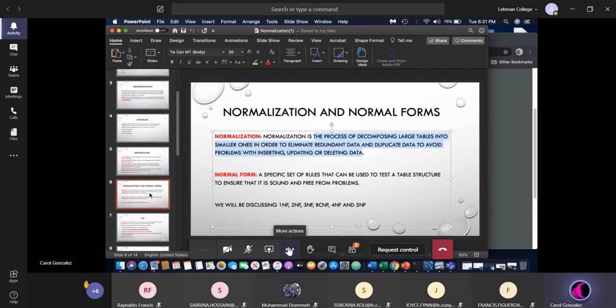When we start looking at normal forms, on the other hand, it's a set of rules that you have to follow to test the table structure to make sure there are no abnormalities such as these three up here. So when we say free of problems, we're talking about free of problems when it comes to inserting, updating, or deleting data. You have to follow those rules to make sure that none of these three occur throughout the normal form process. You only have to know from 1 to 3.5, which is first, second, third, and 3.5. You do not need to know what 4 nor 5 is.